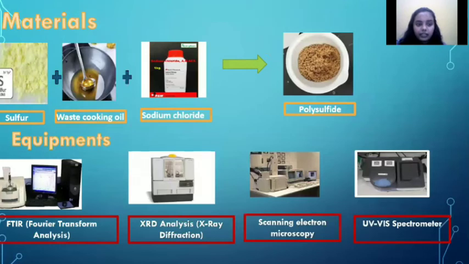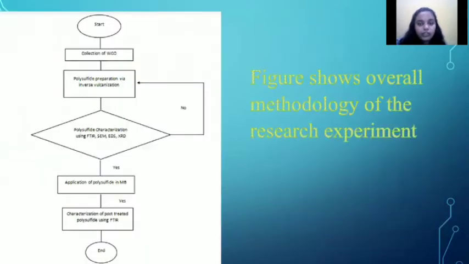The materials used are sulfur, waste cooking oil, sodium chloride, and polysulfide, and the equipment are FTIR, XRD, SEM, and UV-Vis. The overall methodology of the experiment is to collect waste cooking oil. Then we prepare polysulfide via inverse vulcanization method. Then the polysulfide that has been synthesized is characterized under FTIR, SEM, EDS, and also XRD. If those characterization results attain the requirements needed to absorb methylene blue, the application of polysulfide in methylene blue is conducted, and then we characterize the post-treated polysulfide also using the FTIR.